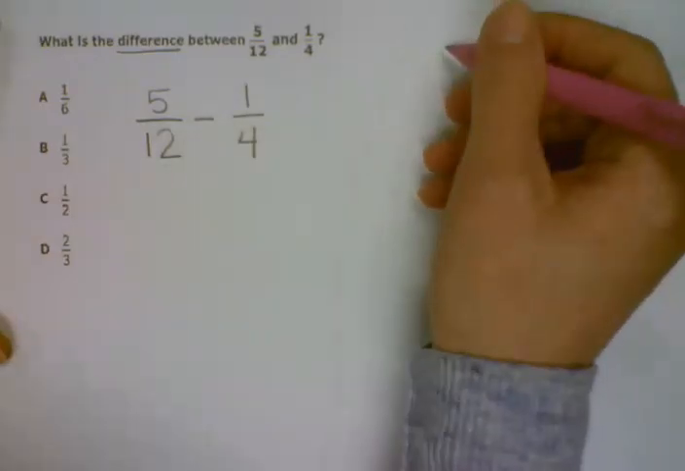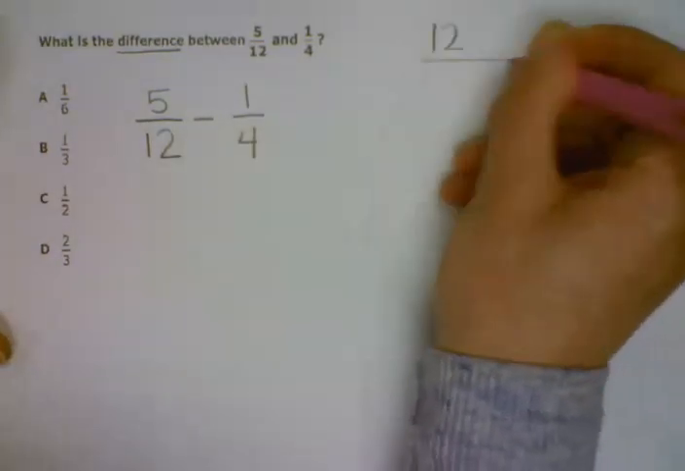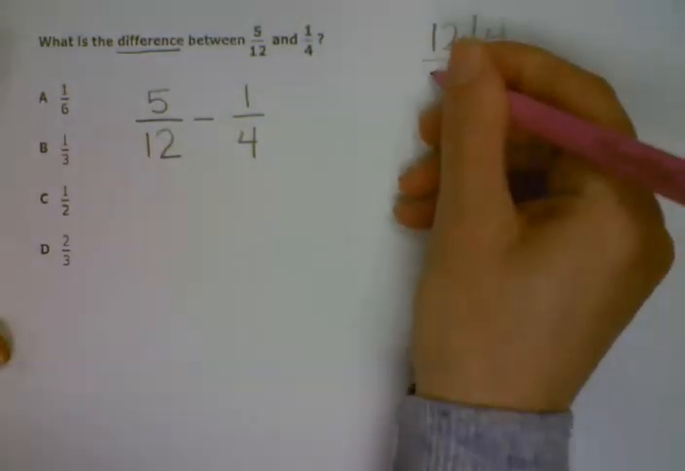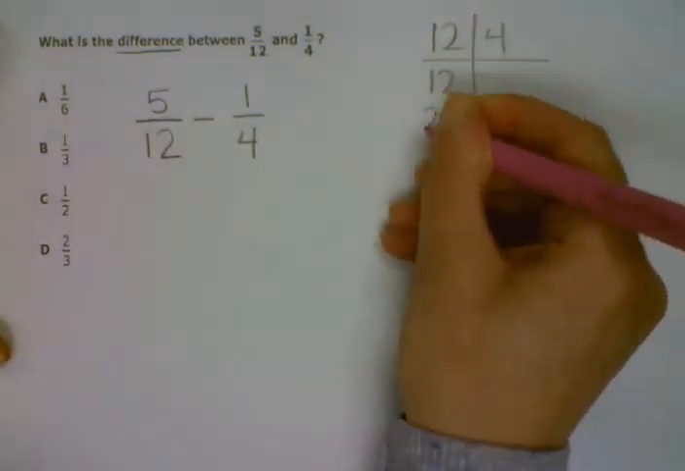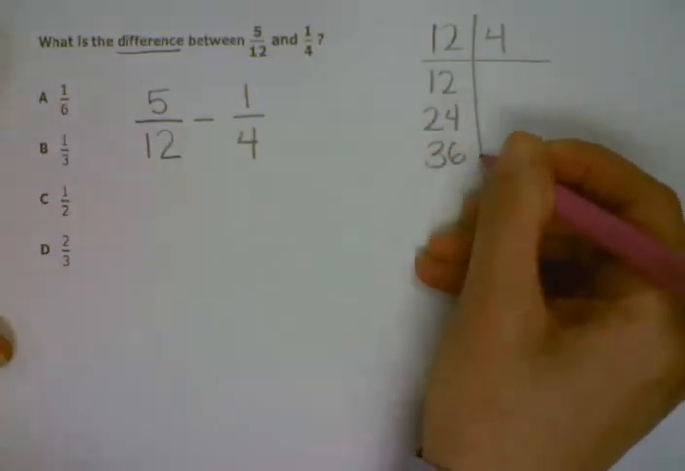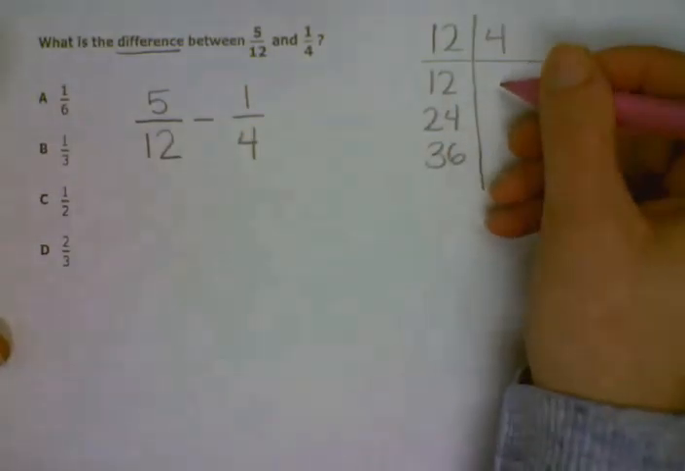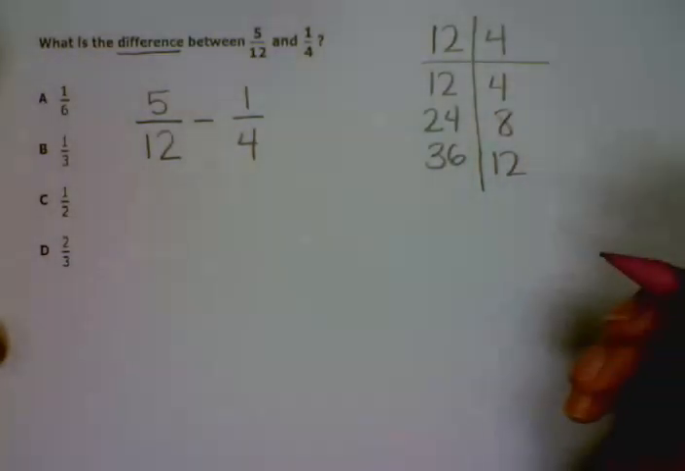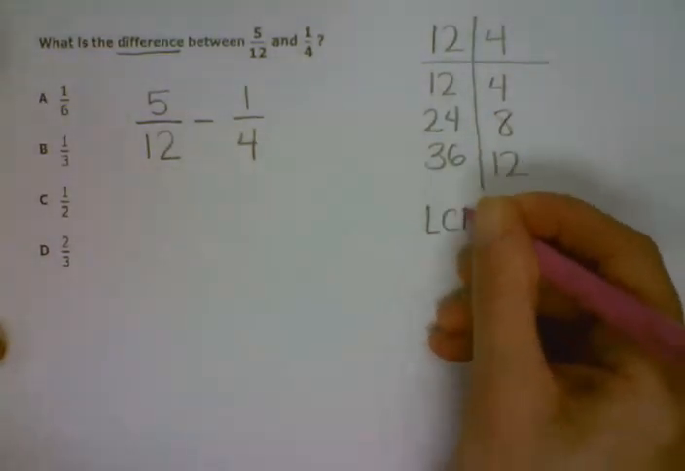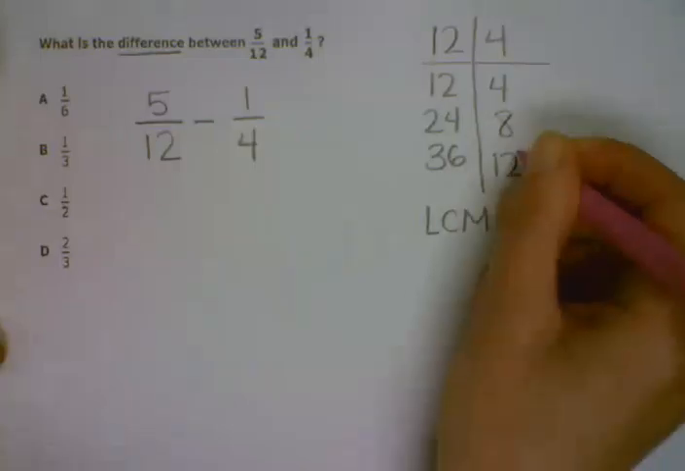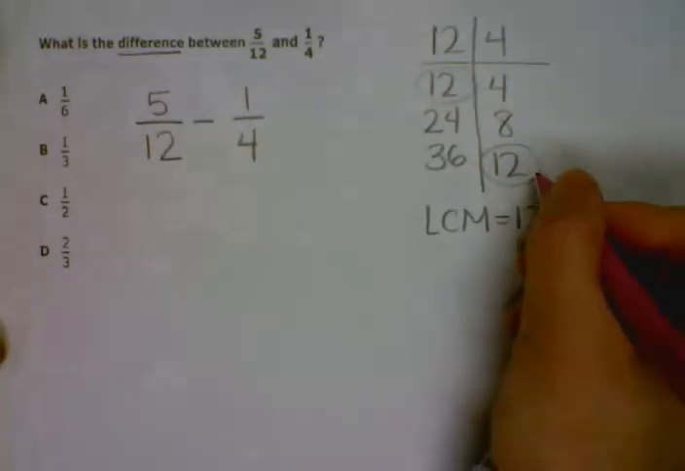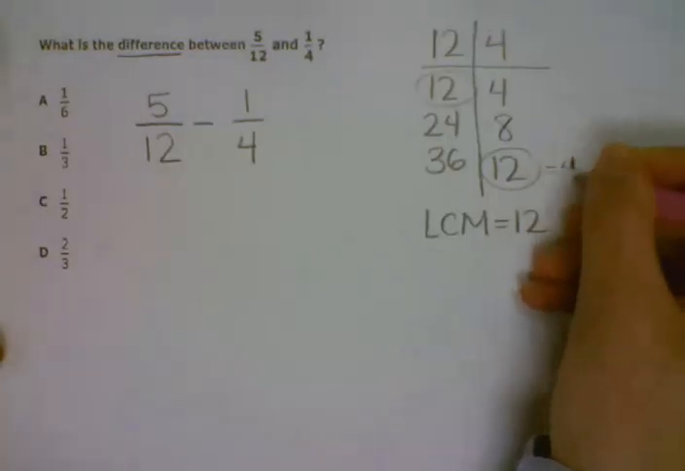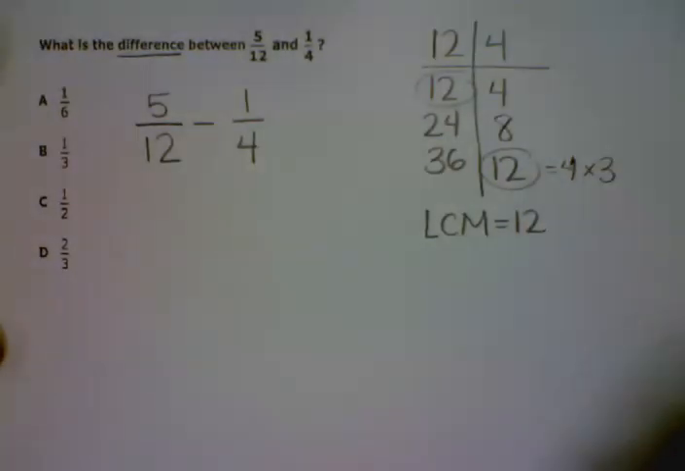I'm going to use multiples to find a common denominator, and then I'm going to look for the least common multiple. I'm going to count by multiples of 12: 12, 24, 36, and then I'm going to count by multiples of 4: 4, 8, 12, and then I'm going to stop because I can see that my least common multiple equals 12. I'm noticing that 12 is a multiple of 4 because 4 times 3 equals 12.